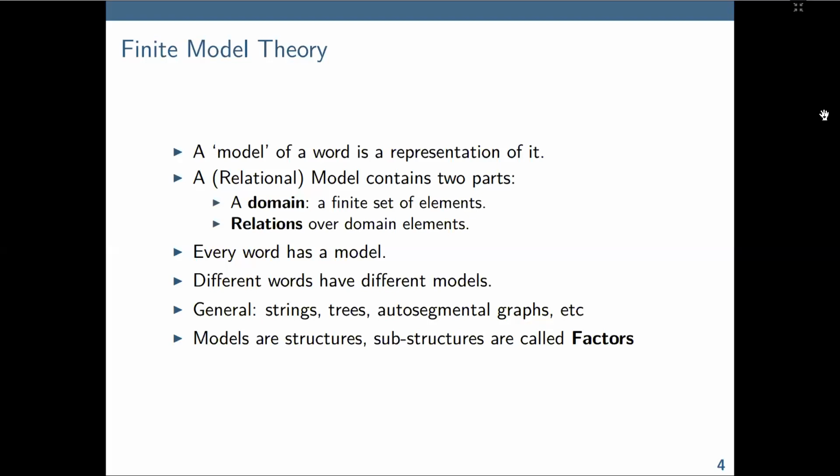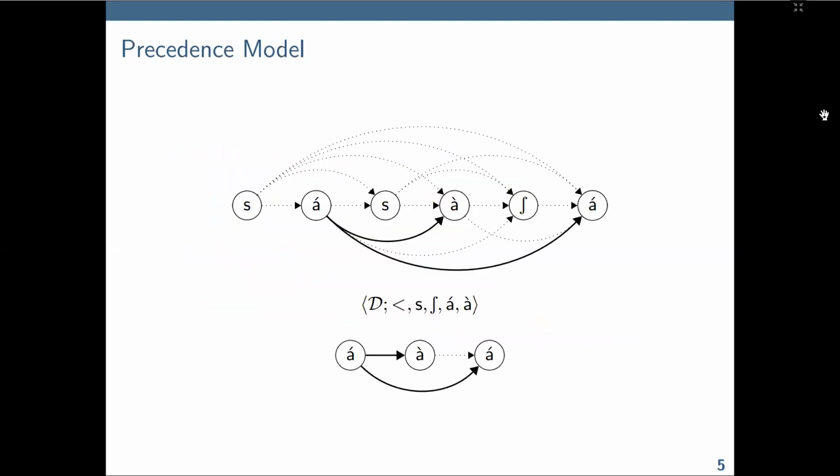So here's an example. Here's one model that we might think of for a word. Let's take a word like sa-sa-sha. Here's one particular representation of it called the precedence model. In the precedence model, we have a domain D. It has 6 elements: 1, 2, 3, 4, 5, 6. Those elements are ordered with respect to each other using the precedence relation, or the less than relation. This relation allows us to immediately describe the information that element 1 precedes element 2, 1 precedes 3, 1 precedes 4, 1 precedes 5, 1 precedes 6. Also that 2 precedes 4, 2 precedes 6, and 3 precedes 5, et cetera.